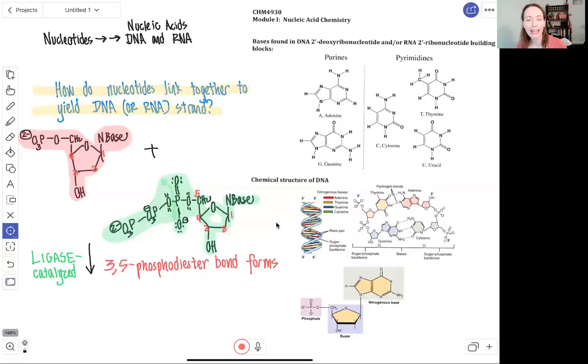And when we start breaking these phosphate oxygen bonds, that is going to release energy that will drive this chemical reaction. This particular chemical reaction of linking nucleotides together within a cell is catalyzed by an enzyme known as ligase. So ligase is what is going to catalyze the stitching together of the pink nucleotide and the green nucleotide.